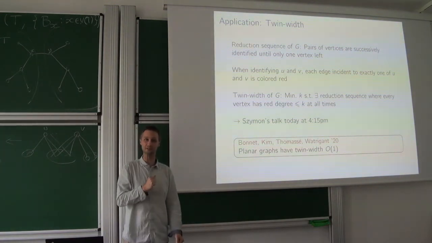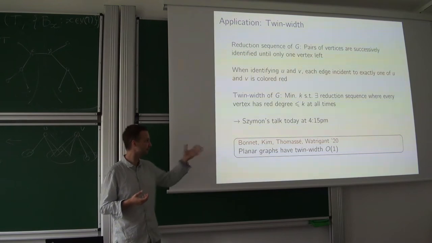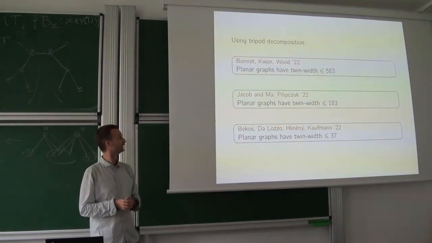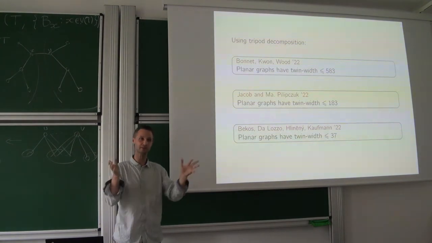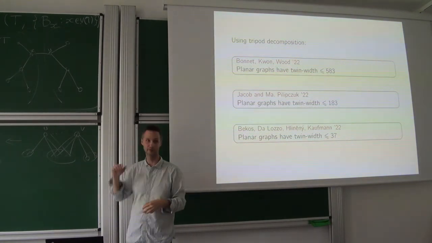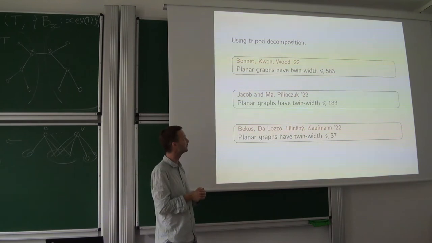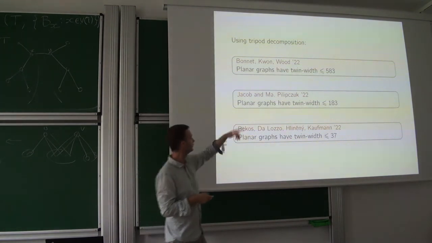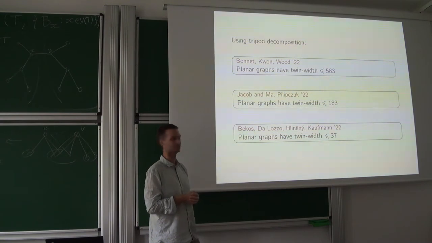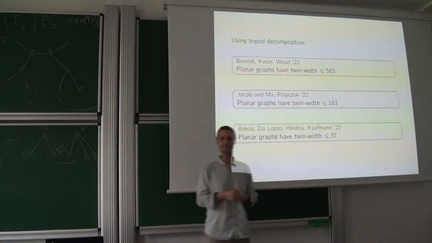And now if you remember yesterday's lecture, how do we bound queue numbers for planar graphs? We use product structure, right? So it's natural to try and get a good bound on twin width of planar graphs by using the same tools. And that has been done by three different sets of authors. And each time it's the same approach: use the tripod decomposition that we've seen on Monday, try to be smart about how you produce your reduction sequence, and you get a good bound. Right, so the first bound that was obtained in this way was 583, then it was quickly reduced by Hugo Jacob and Martin Pilipczuk to 183, and was quickly again reduced to 37. And if I didn't miss any recent paper, so this one is from like 3 weeks ago, I think 37 is the current record.